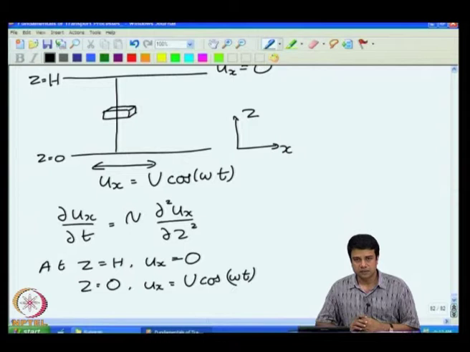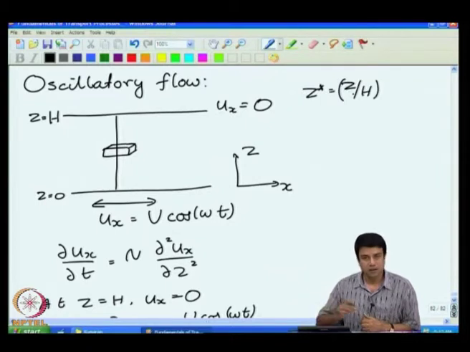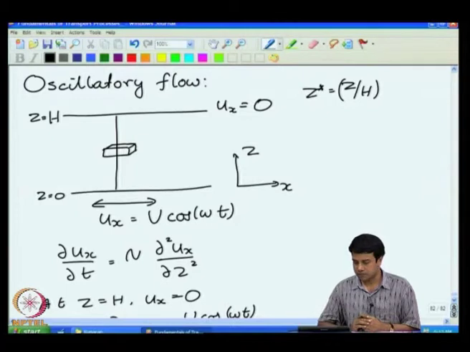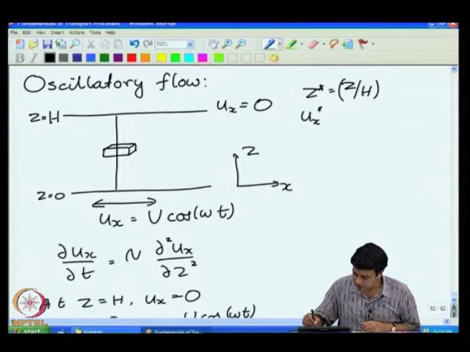How do we scale the variables in this case? The scaling for z is natural, z star is equal to z by h. That is the scaling that we have used repeatedly throughout this section, because h is the distance of relevance here, the distance over which there is a variation in the velocity. How about velocity ux? The obvious way to scale it is by the amplitude of the oscillations, capital U, because that gives you the maximum velocity that is attained during the oscillations. So, it is natural to scale ux star is equal to ux by U.